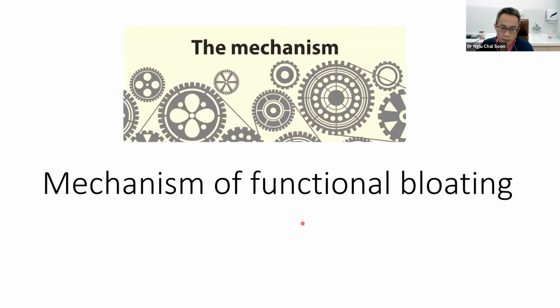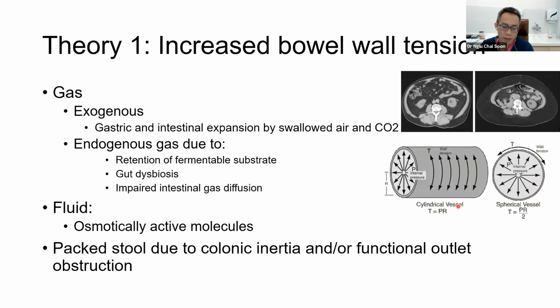So now we come to the mechanisms of functional bloating. Basically, there are 3 theories behind the causes or sensations of bloating. First is the increase in abdominal wall tension. Abdominal wall tension can be due to gastric or intestinal expansion by swallowed air or carbon dioxide. So in your history taking, you need to ask your patients whether they like to take alcoholic beverages or any carbonated beverages. In fact, frequent use of chewing gum itself may also cause frequent swallowing of air into the stomach and gastrointestinal tract.